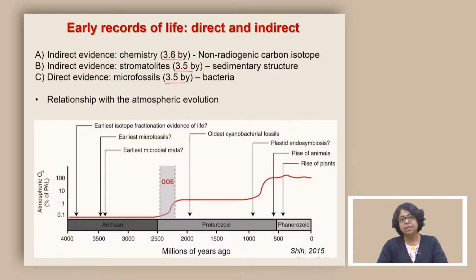Based on these, people have determined that in Archean there was definitely life, and probably life was there as early as 3.6 billion years ago. There was another important thing that was happening after Archean, during Proterozoic, and that is the development of oxygen. So, we are going to touch upon some of these issues while we talk about the early evidence of life.